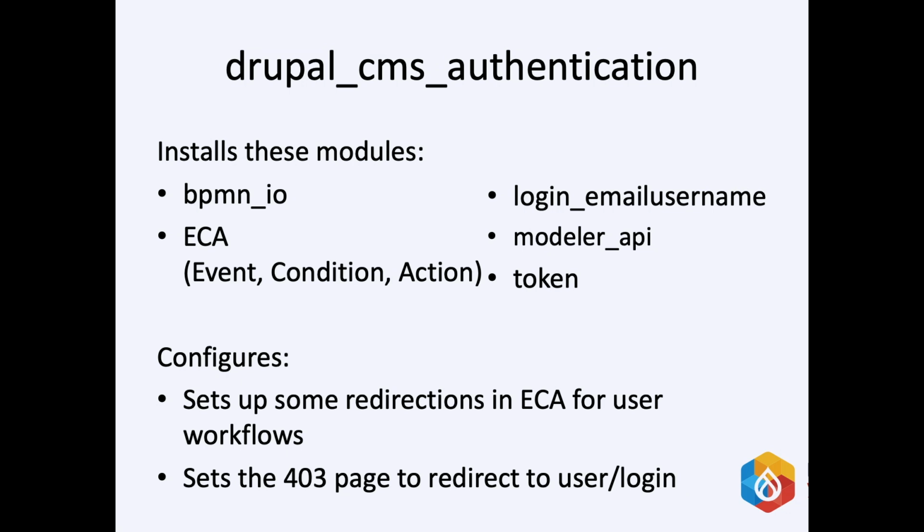CMS authentication is quite interesting. Login email username basically means you can log in with your email rather than with a username. But the others, ECA, BPMN.iO, and Modeler API are relatively new. They were new when I wrote this talk eight months ago. Everybody's used them now, and everybody's really happy with ECA. You all know what that is? Nobody does. It's really complex, but it makes complex things really nice.